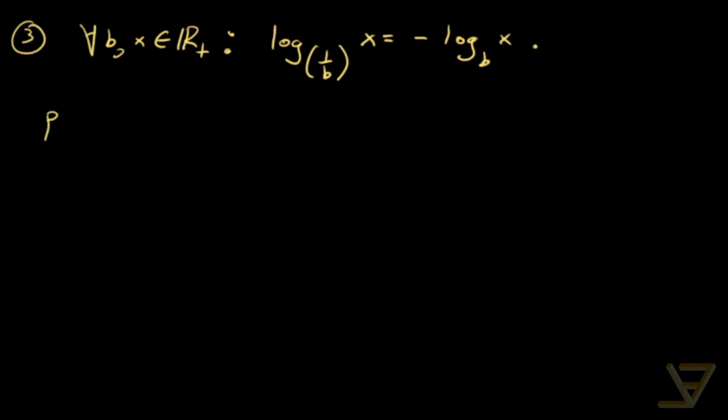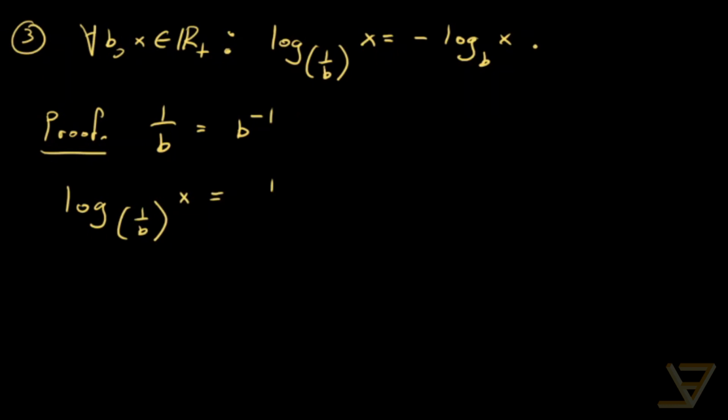Let's prove it. We're going to be using the fact that 1 over b is equal to b to the power of -1. That's by definition true. So the proof goes like this. Log 1 over b of x is equal to log b of x over log b of 1 over b. So we use the change of base identity here.